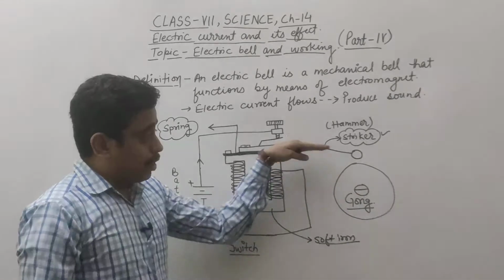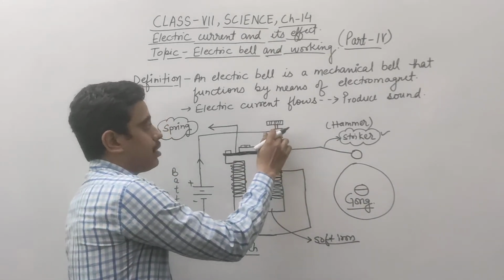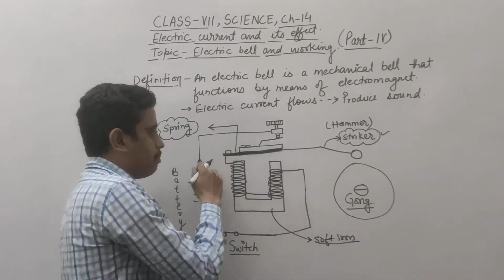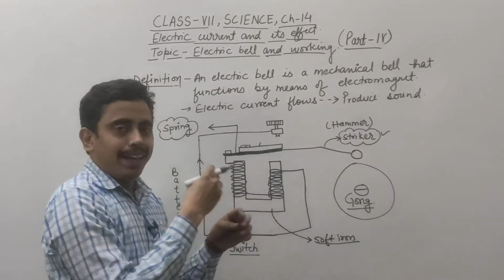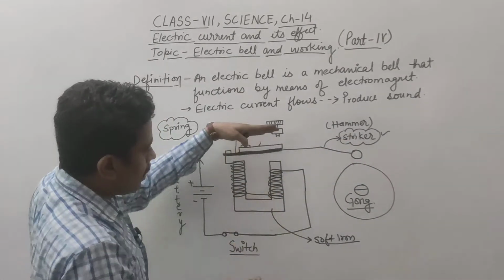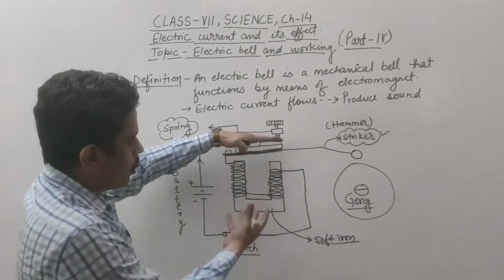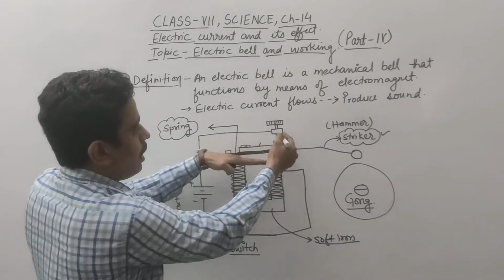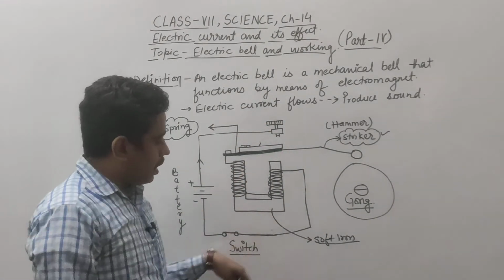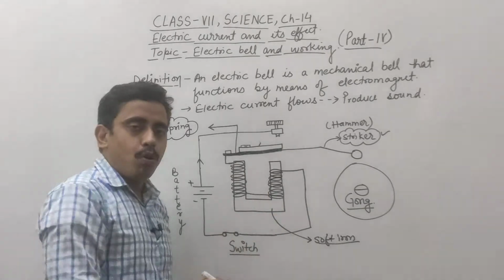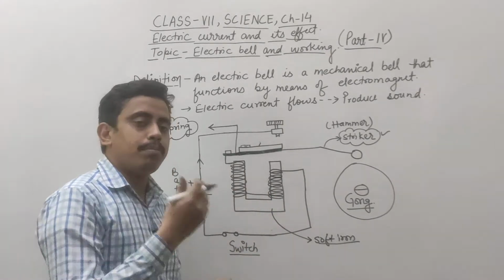But what happens when it strikes the gong? The connection with the battery is lost. The clapper is attracted towards the electromagnet due to its magnetic power, and this connection is lost at that time. When the connection is lost, the electric circuit is broken and there is no electric supply now. And how will the bell ring the next time?